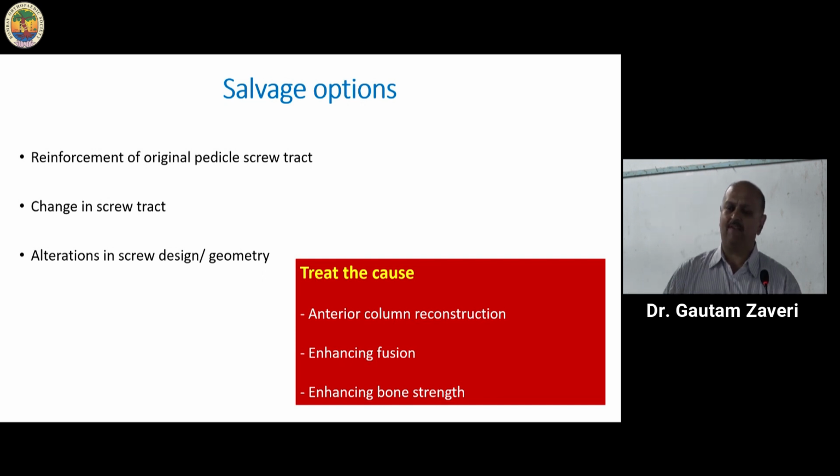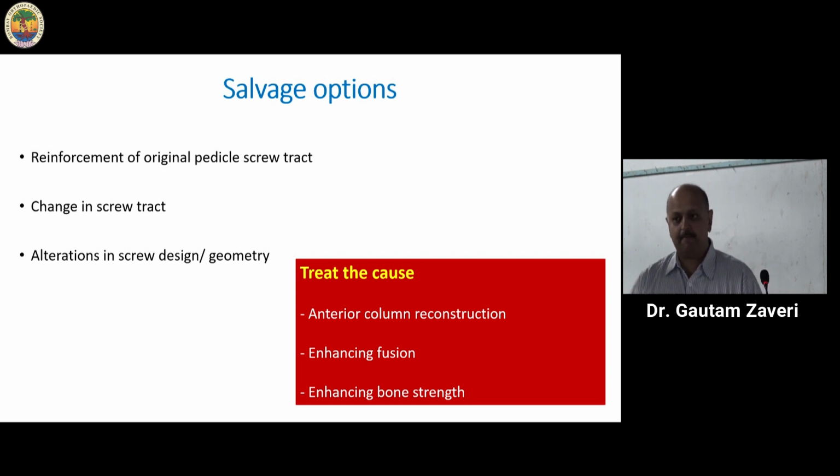What are your salvage options? Your salvage options are three primarily. You could go through the original track, but you'll have to do something because the screw hole has become bigger than normal. You'll have to use some methods to reinforce that pedicle screw tract. You could change the screw trajectory, or you could change the screw design geometry.